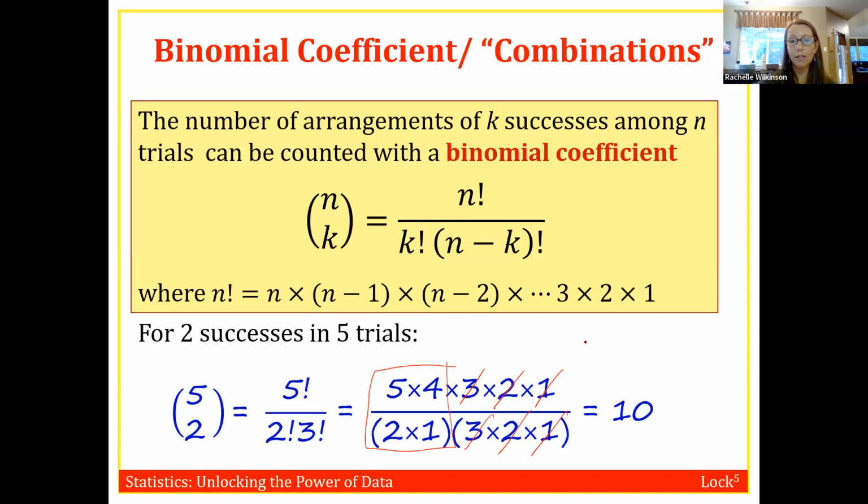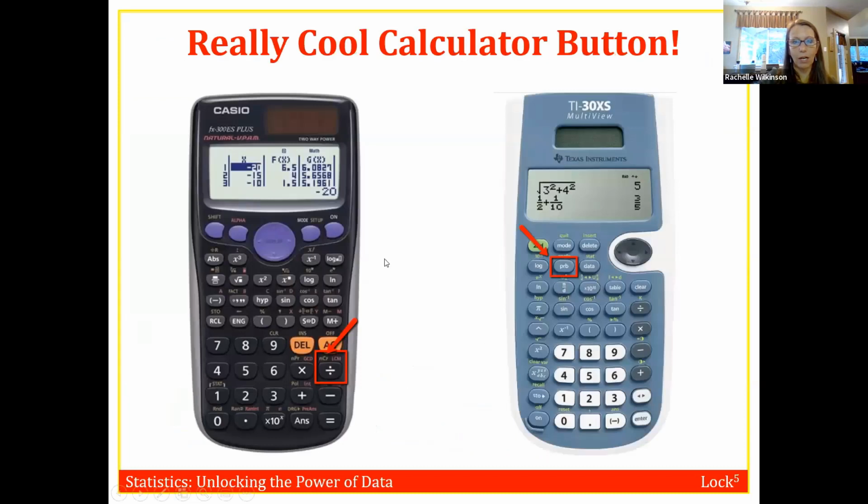Okay, or there's another cool button on your calculator. If you have the Casio, if you have my exact Casio, then it's going to be on the division key. There's a little thing above it that says nCr. So that's what you're looking for, an nCr button somewhere on your calculator. If you have a TI calculator, then it should be in that same probability menu where you found the factorial. There should be a little nCr inside of there.